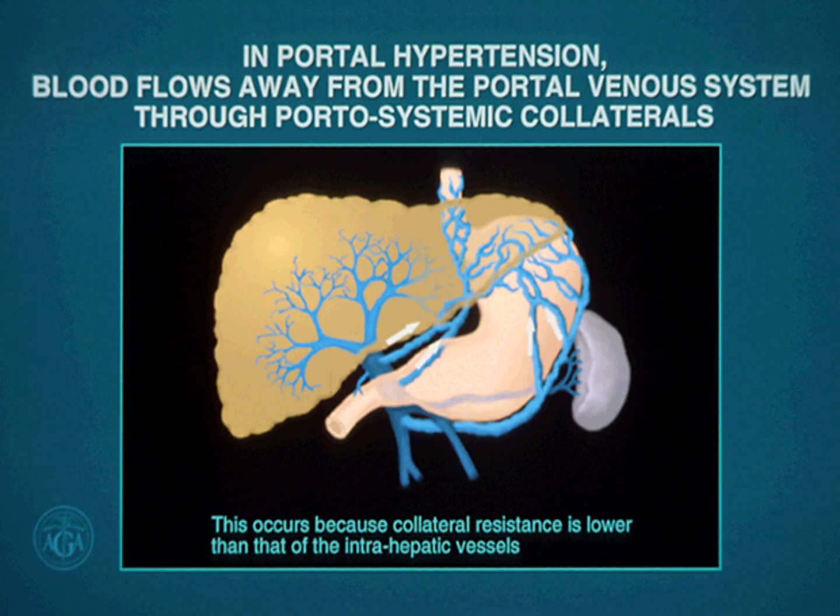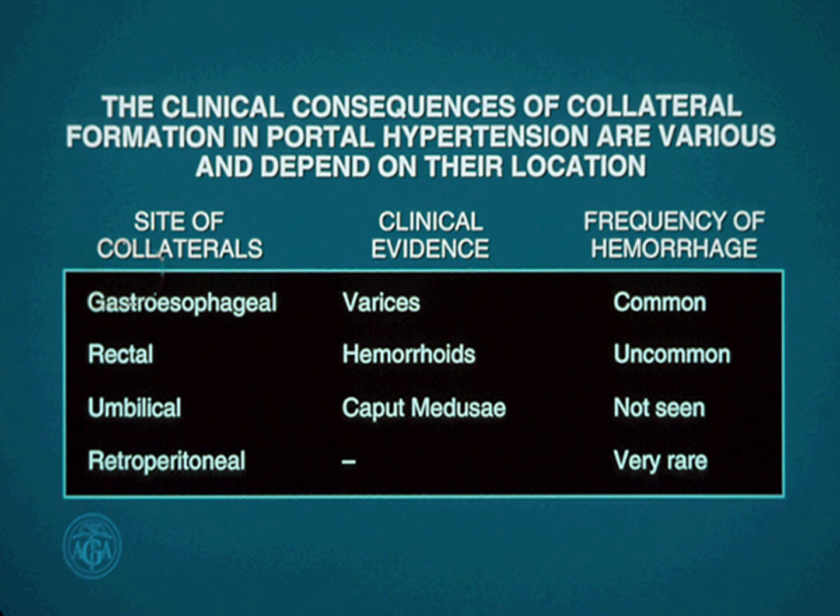In portal hypertension, blood flows away from the portal venous system through portosystemic collaterals. This occurs because collateral resistance is lower than that of the intrahepatic vessels. So these collaterals can form in the stomach or the esophagus, and we end up having esophageal or gastric varices, can form in the rectum. We can have hemorrhoids or rectal varices, can form around the umbilicus, and that's called caput medusa.